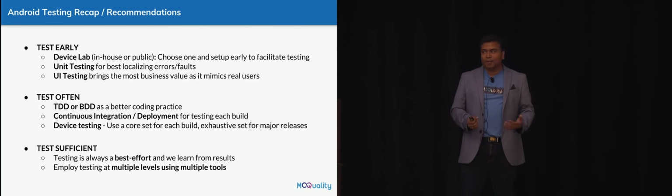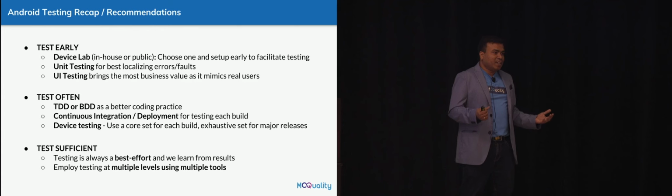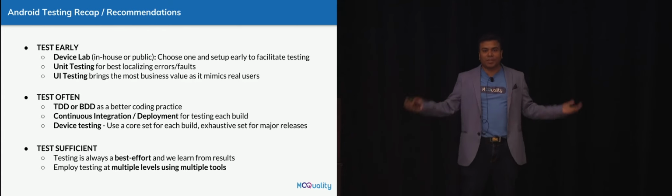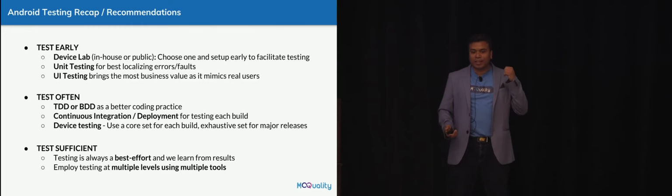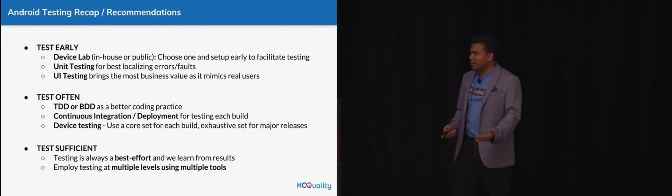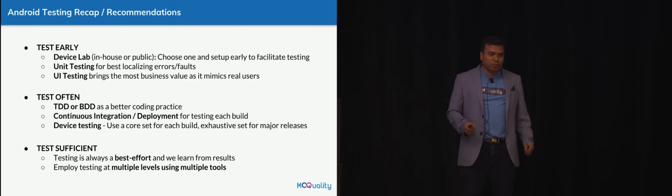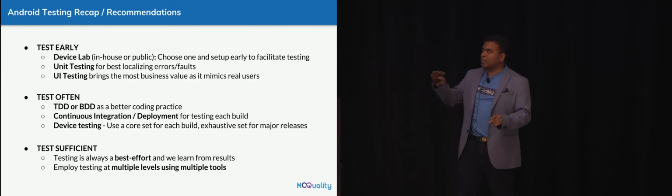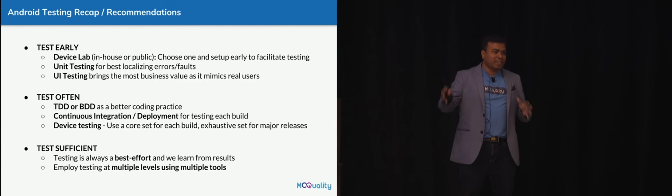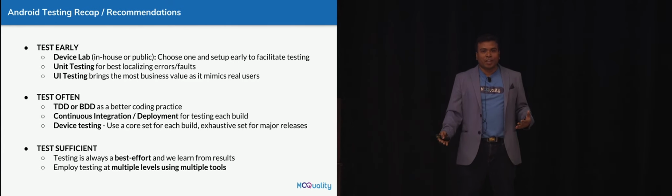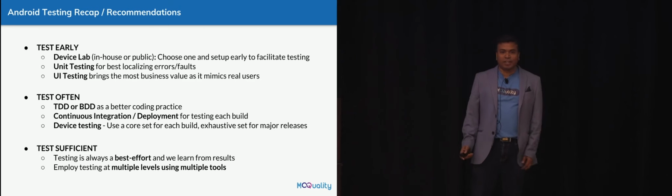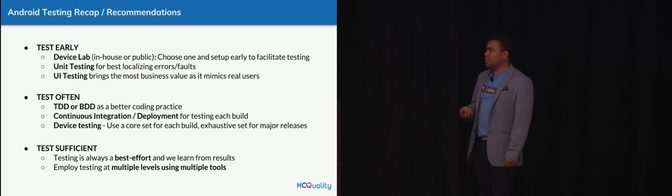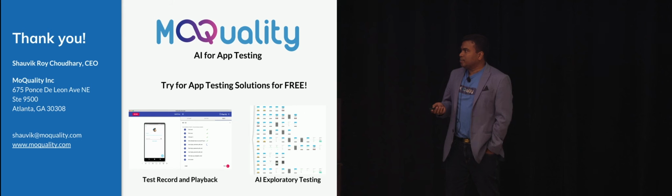And at the end, you have to test sufficiently, right? Testing can never be exhaustive. You can never test everything. So testing is always best effort. Make sure you get to a level that you're most comfortable at. And finally, don't do just one thing for testing. For example, don't just do unit tests. You have to test at multiple levels, just like security, right? You have to cover all the holes at multiple levels so that your users don't have a bad experience or your app is not compromised. So these are some of the recommendations that I have.